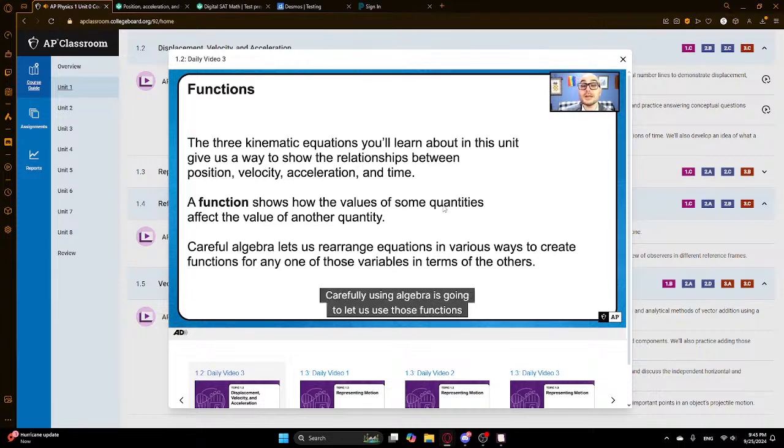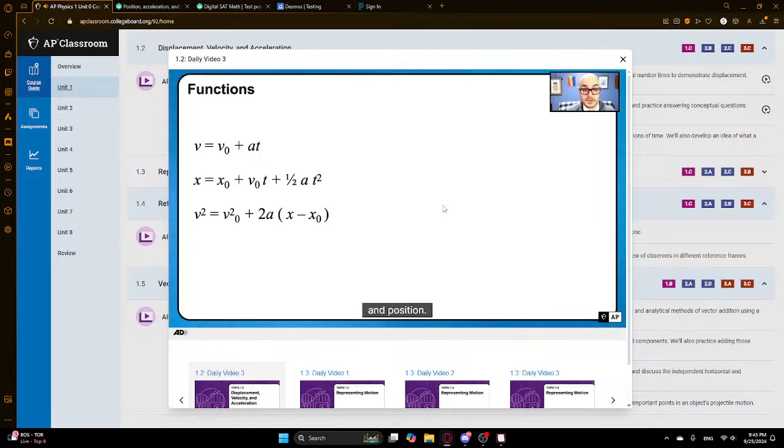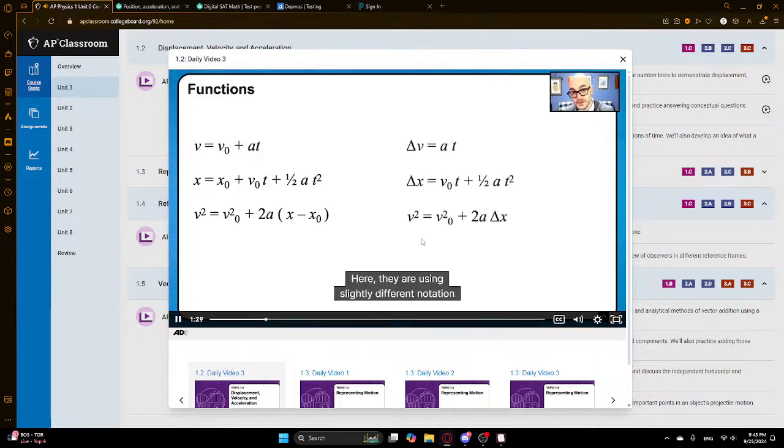Carefully using algebra is going to let us use those functions and rearrange those functions in ways that can describe those variables in different ways. Let me show you what I mean. Here are 3 functions. They are functions that relate velocity, acceleration, time, and position. Here they are using slightly different notation.